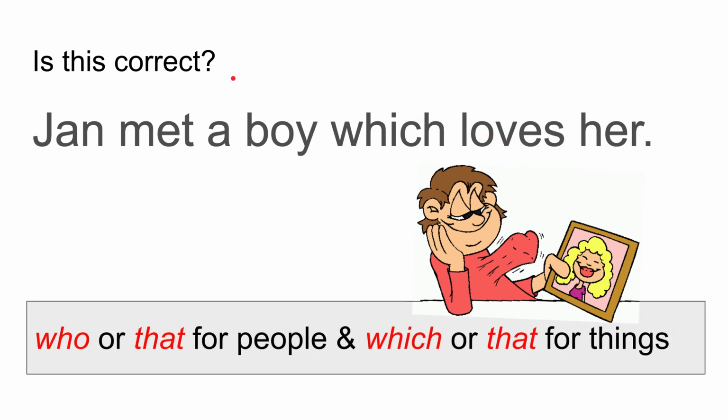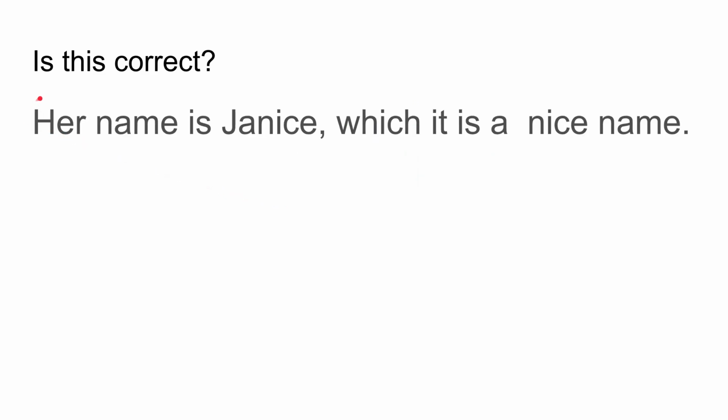The answer is no. Why? Because we use who or that for people and which or that for things. So we have to change which, because which is referring to a boy, okay? And this boy is a person, so we use who, okay? Okay, next, is this sentence correct? Her name is Janice, which it is a nice name. Okay, take 10 seconds.